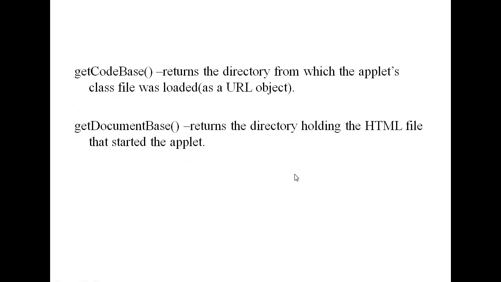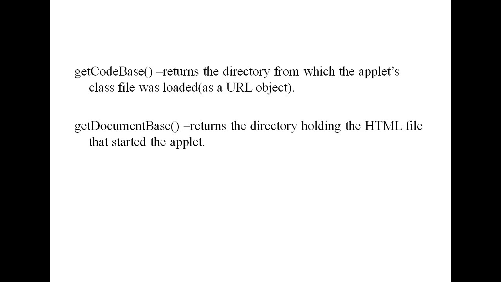So here, for loading and displaying an image, we need help from two other methods. First one, getCodeBase, or the second one, getDocumentBase. We will be getting help from any one of these two methods. So getCodeBase and getDocumentBase are the two APIs or methods used to collect the URL or path name of the image object.